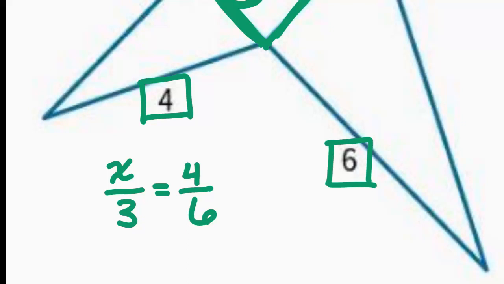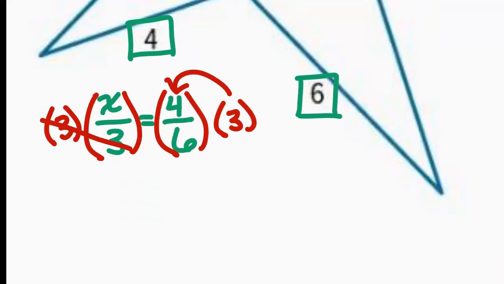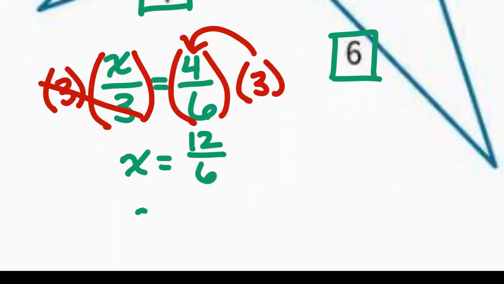And then we multiply both sides by 3. That's going to distribute up here to my numerator of 4. So I have x all alone on the left-hand side. X equals 12 over 6. So x is what? X is 2.